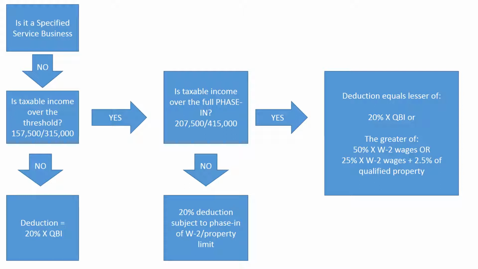If the answer is no, then the 20% deduction is subject to phase-in of your wage and property limitation. If the answer is yes, then your deduction equals the lesser of 20% of your QBI or the greater of 50% of your wages or 25% of your wages plus 2.5% of your qualified property.